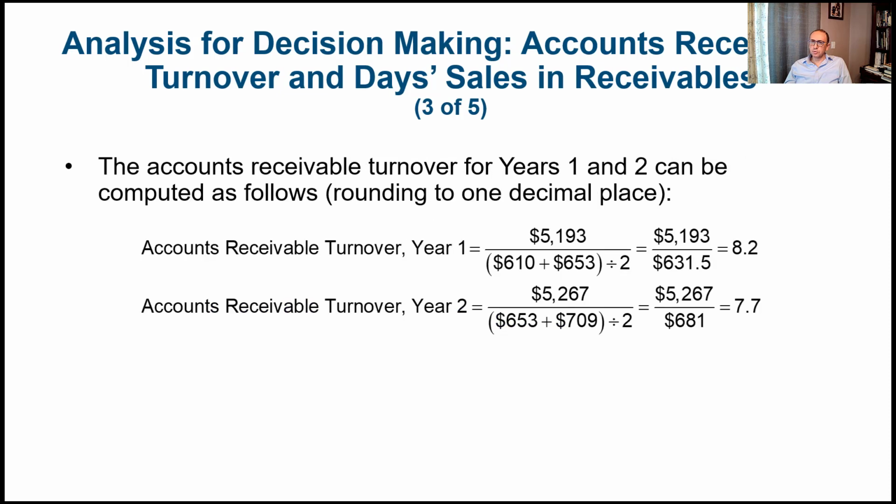So what we're going to do is that for year 1 we're going to get the amount of sales, which is 5193, and we divide it by the average accounts receivable, which is 610 plus 653 divided by 2, and that would be 631.5. We take these two values, divide them by each other, and that would get 8.2. So every year accounts receivable are issued and collected, or converted to cash, 8.2 times. In year 2, it's actually less than that, 7.7 times. So we do the same thing, sales divided by average accounts receivable, and we get the ratio.